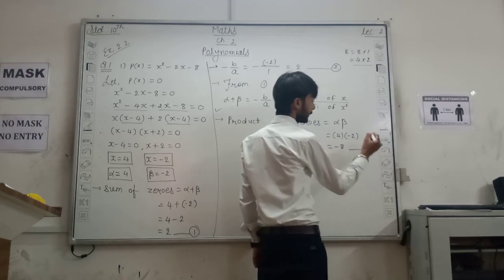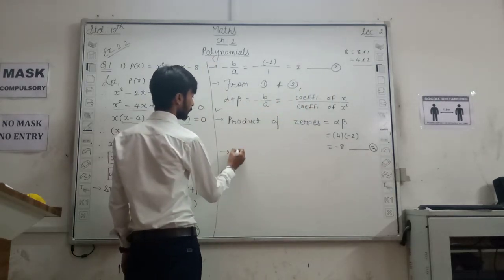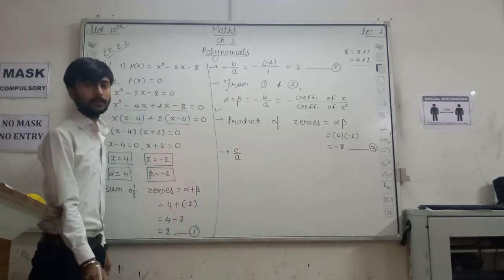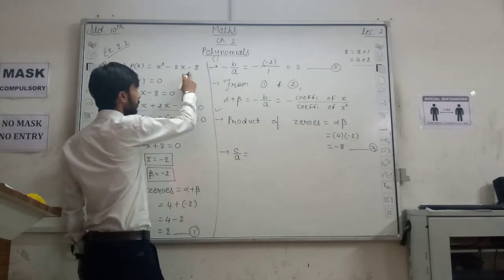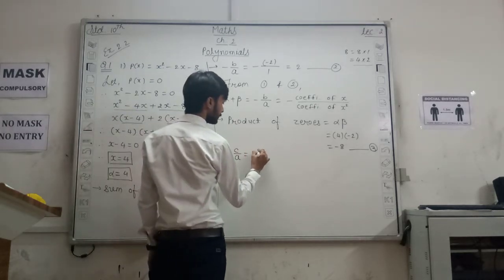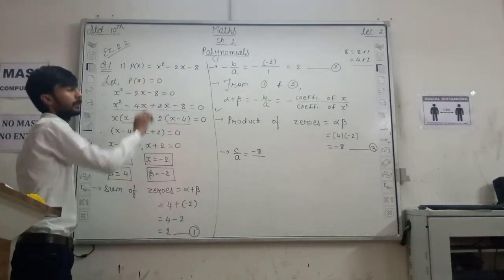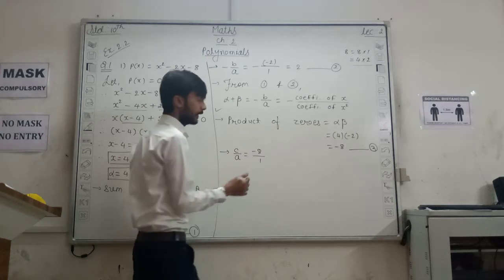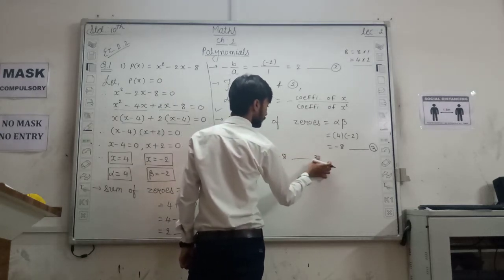Give it number 3. Now by formula you know that the product of zeros is C upon A. So what is C? C means constant, -8, upon A, the coefficient of x square, which is 1. So -8 upon 1 is -8. Give it number 4.